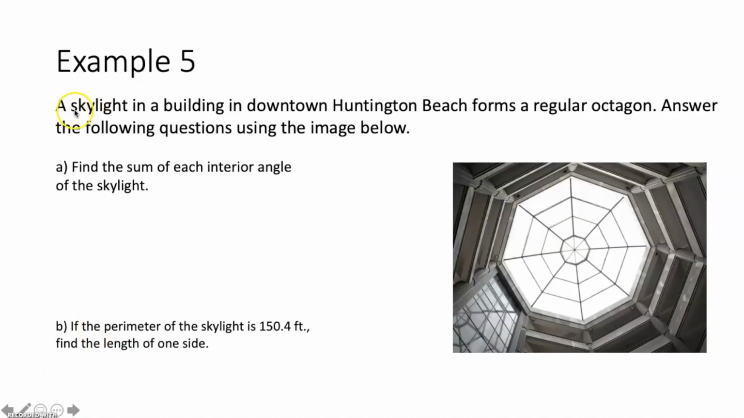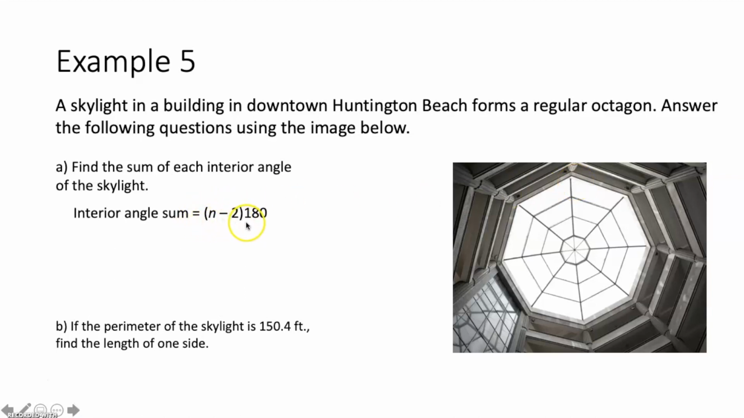Now, example 5 says a skylight in a building in downtown Huntington Beach forms a regular octagon. Answer the following questions using the image below. So the first part says to find the sum of each interior angle of the skylight. Notice that it says find the sum of each interior angle. So if I want to figure out what is the sum of the measures of each interior angle of this given octagon, I use the formula n minus 2 times 180.